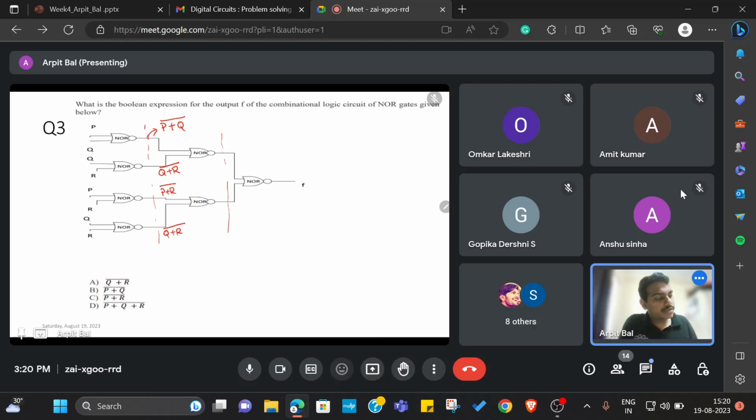Right? So at this node we have to take NOR of this one and this one. So it will be p plus q whole bar plus q plus r whole bar, whole bar. Similarly at this node it will be p plus r whole bar plus q plus r whole bar, whole bar.